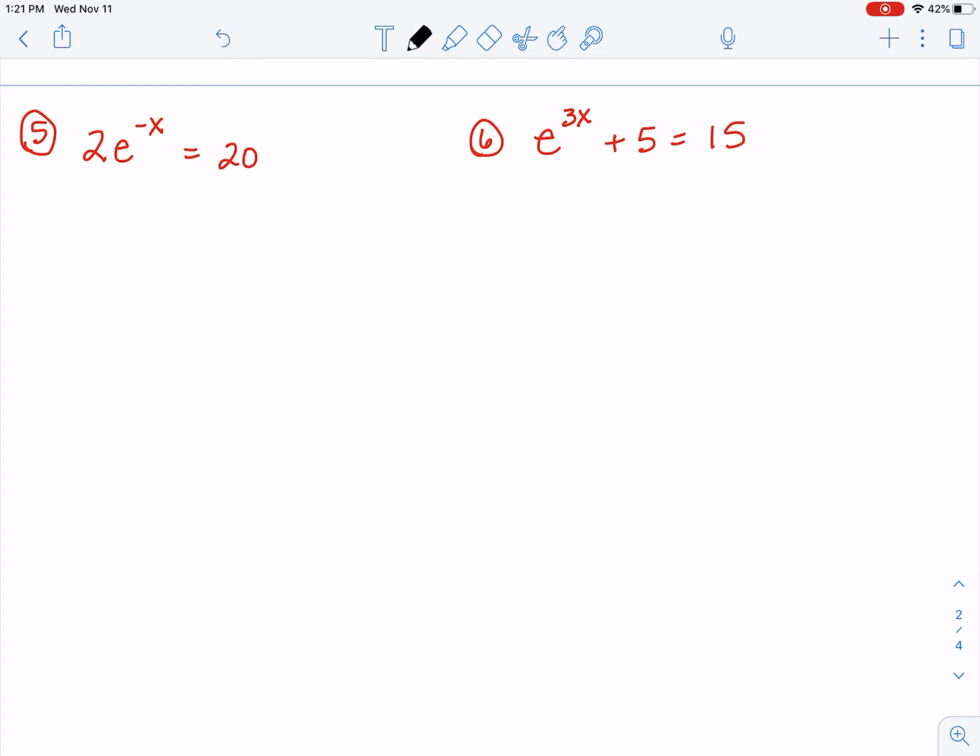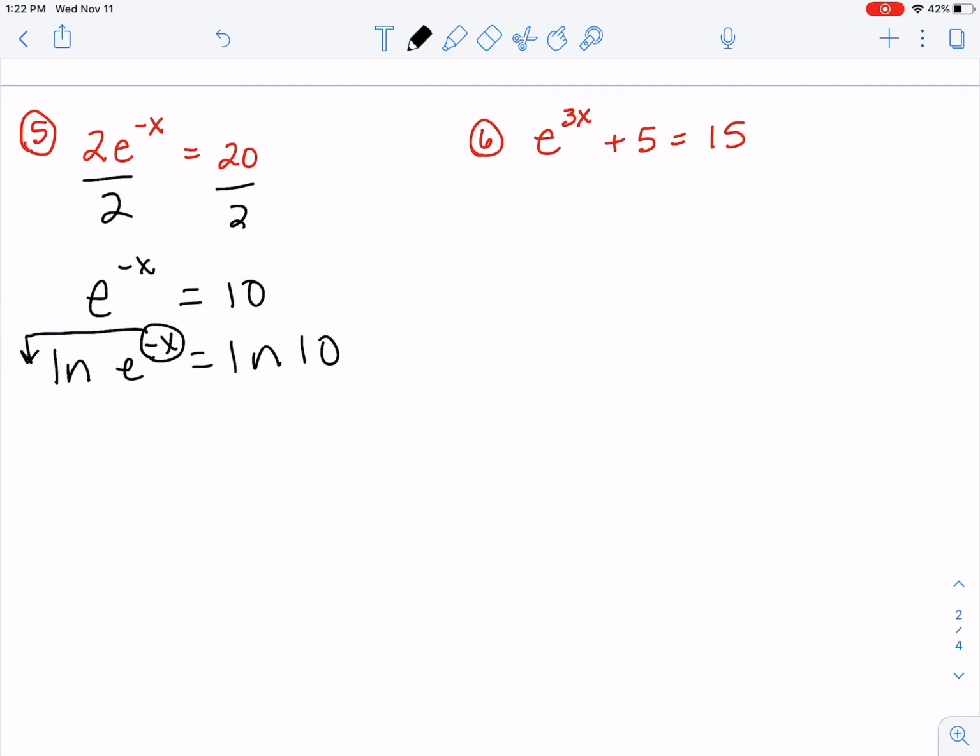We have 2e to the negative x equals 20. Well, I need to isolate that e to the negative x, so I'm going to divide by 2 on both sides. E to the negative x equals 10. All right, so here's what I know. I'm in exponential form. Since the variable's in the exponent, to get it out of the exponent, I've got to log both sides. Since the base is e, I'm taking the natural log of both sides.